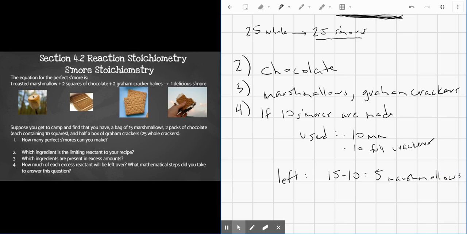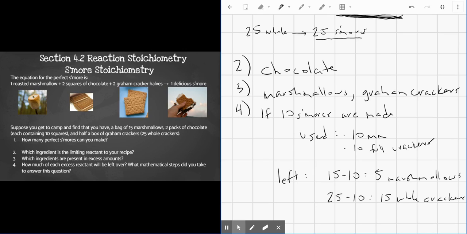Okay, and then for our graham crackers, I had 25 whole ones, and I've only used 10 whole to make my 10 s'mores. So that means I have 15 whole crackers left. If they wanted it in halves, we would just double that. We would have 30 halves left over.